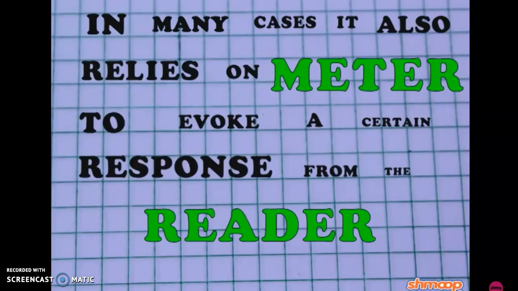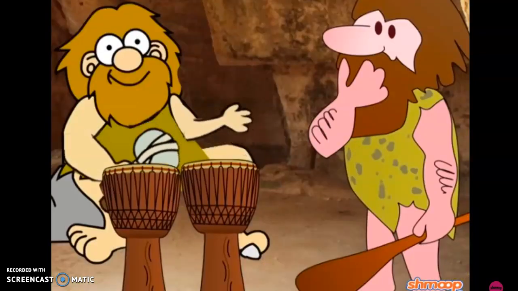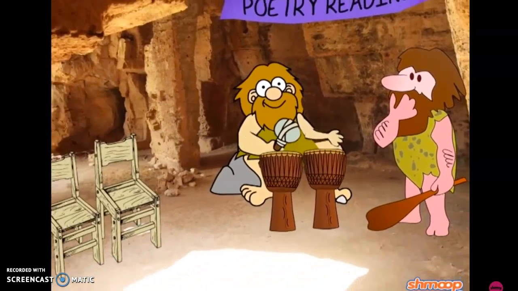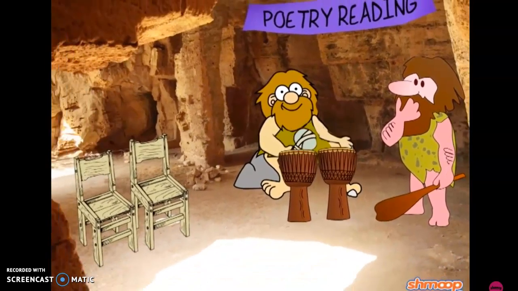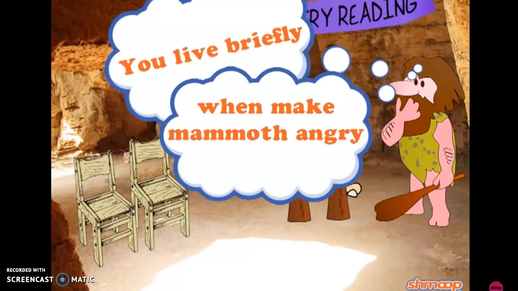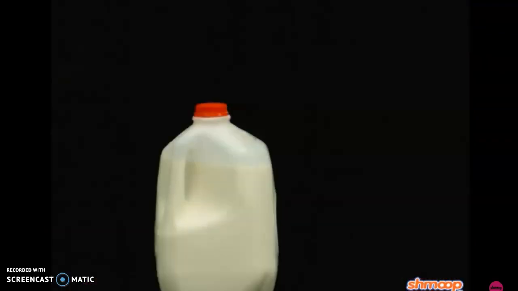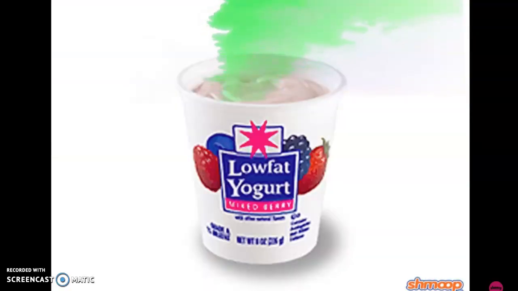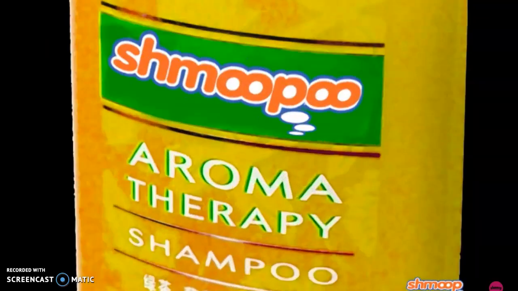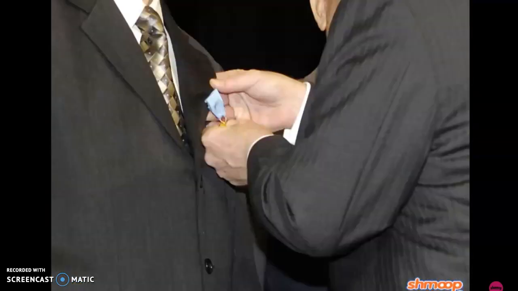See how that rhymes? During poetry's humble beginnings, meter was introduced not so much to make poems sing-songy, but to simply help remember the dang things. You live briefly when make mammoth angry. Which is easier to remember what you need to get at a grocery store? A list like this? Or a poem like this? The milk is gone and yogurt too. I need some Dawn and a new shampoo. We're low on rye, the eggs are out. Could use some pie and sauerkraut. Catchy, no?